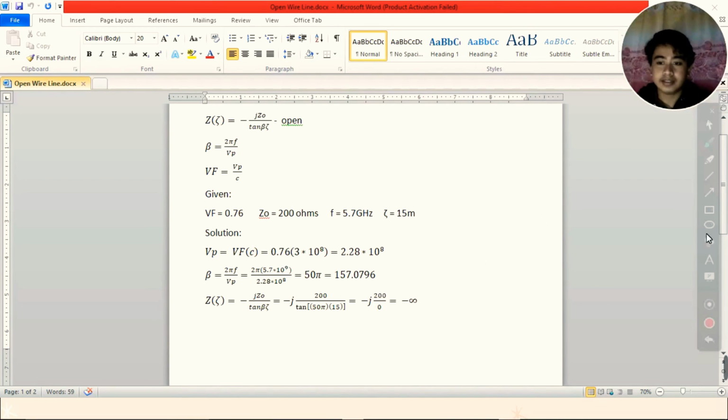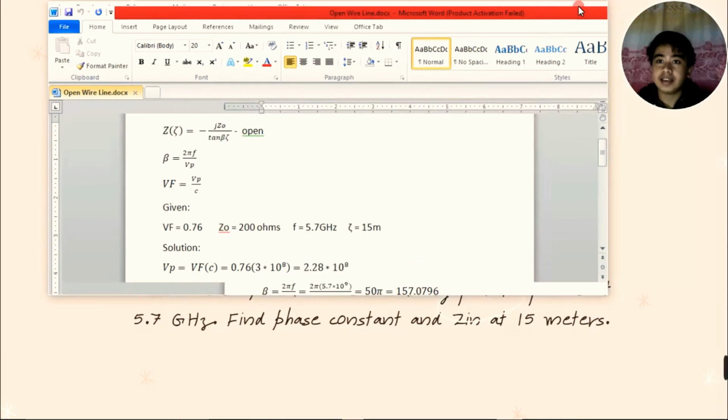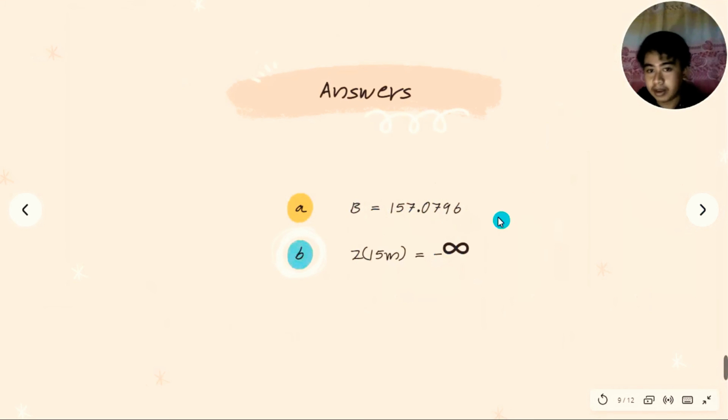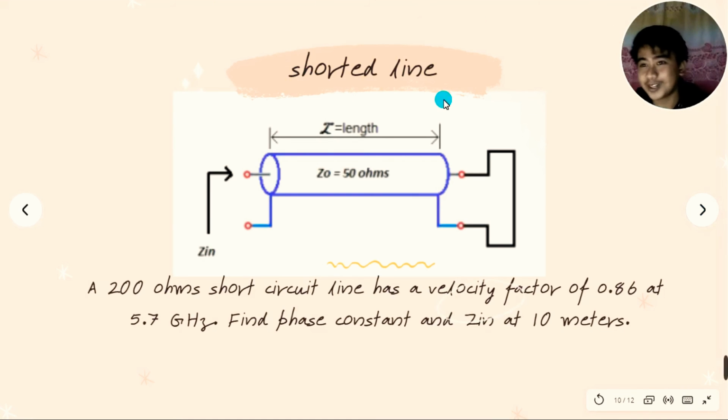Next, we have a second problem. As you can see, our beta is 157.70796 and our Z at 15 meters is infinity. Next is of course the shorted line, which is connected together. Never mind your ZO because I've already given a ZO of 200. So a 200 ohm short circuit line has a velocity factor of 0.86 at 5.7 gigahertz. Let's find the phase constant and the Z at 10 meters.